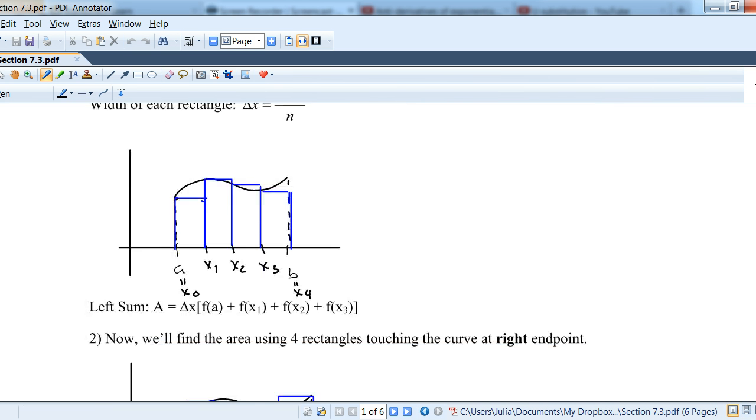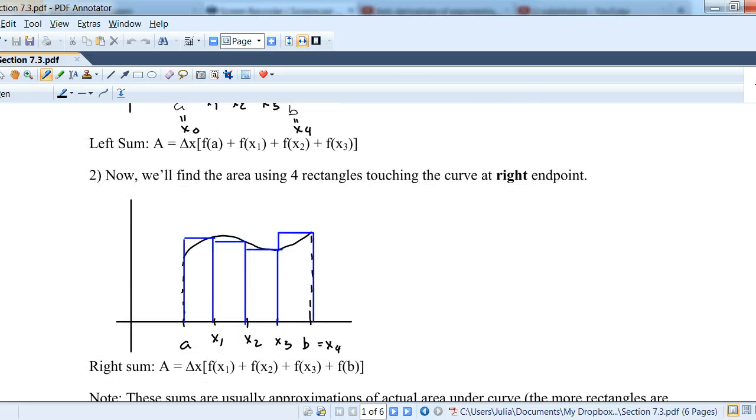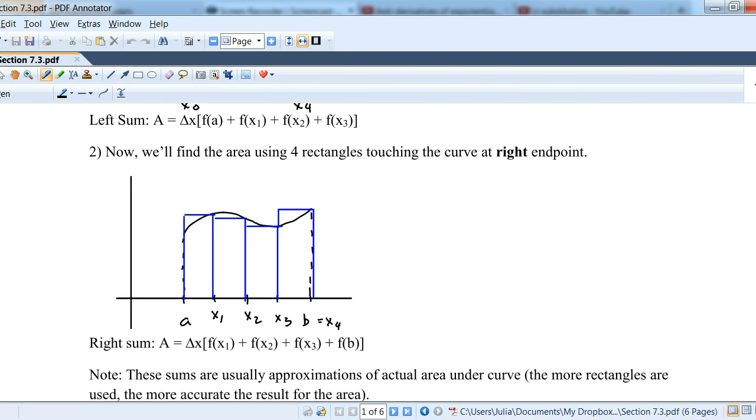So to do it with the right endpoint, it's a similar idea. Notice the difference, we start with f of x1 because we're touching at the right now, then f of x2, then f of x3, then plus f of x4, which happens to be f of b. So for the left endpoint, you start with a and you end up one just short of b. And with the right endpoint, you start with x1, the next endpoint, and then you finish with b, and that's how you know.